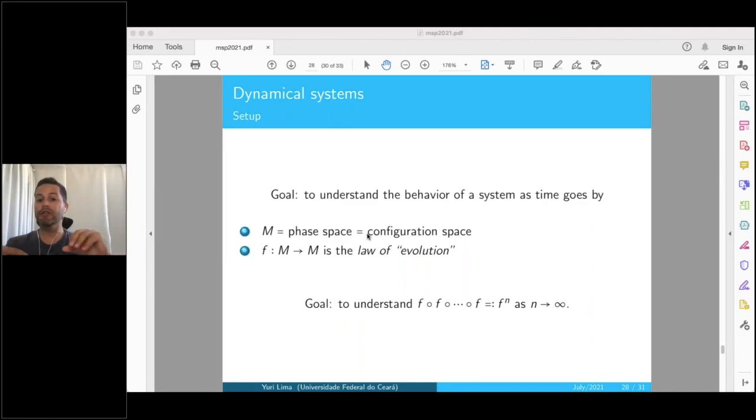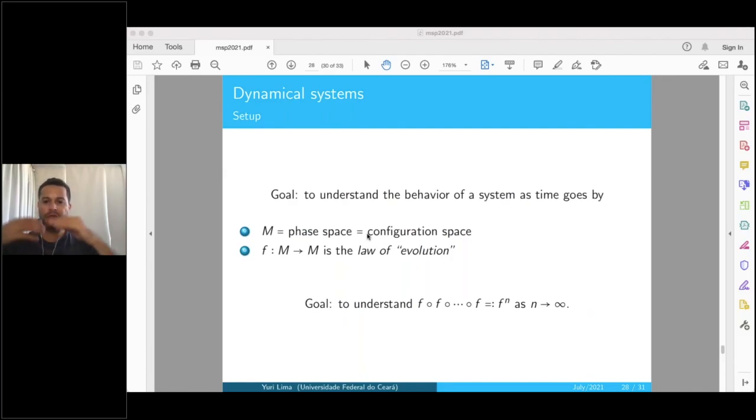Or all possible configurations of the system are there. For example, if you want to describe the movement of a particle inside an interval, well, the configuration space is: you're going to have one parameter to describe the position that you are, and another parameter to describe the speed that you are. So by means of these two parameters, you can describe the configuration of your system.